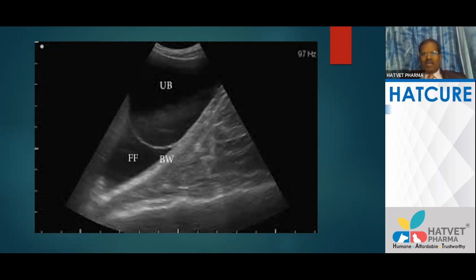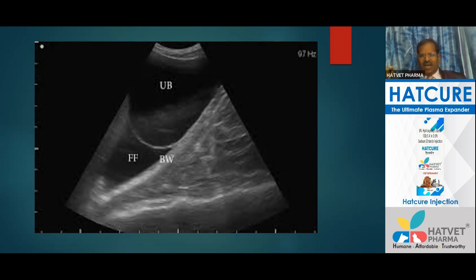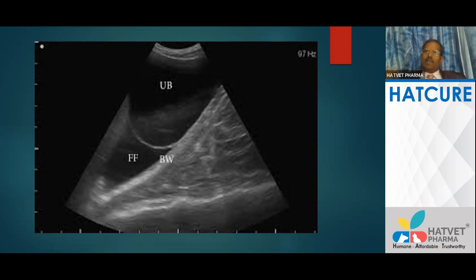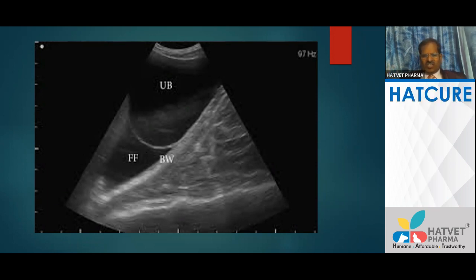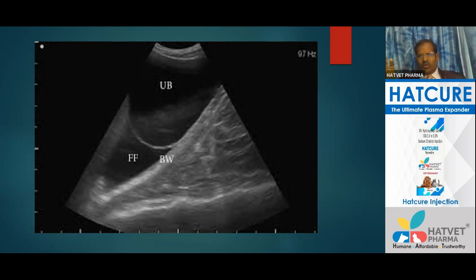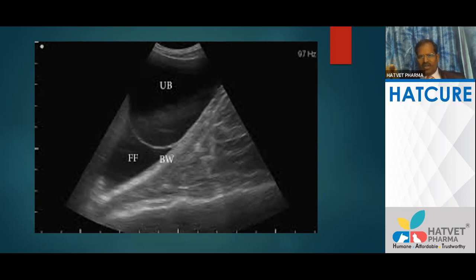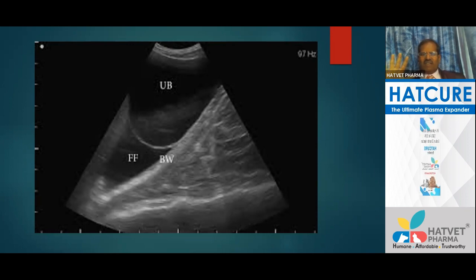Similarly, you can identify the presence of fluid at the hepatorenal space, between the liver and right kidney. You can also identify fluid at the hepatic diaphragm, between the liver and diaphragm, and at the splenorenal space, between the spleen and the kidney. So first I told cystocolic, hepatorenal, hepatic diaphragm, and fourth is splenorenal. All these four places have dead space in the abdominal cavity.